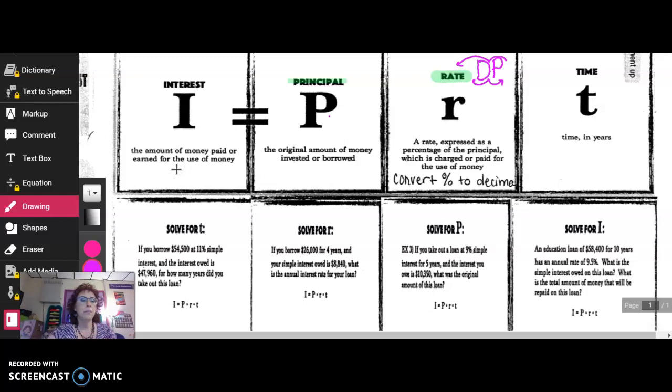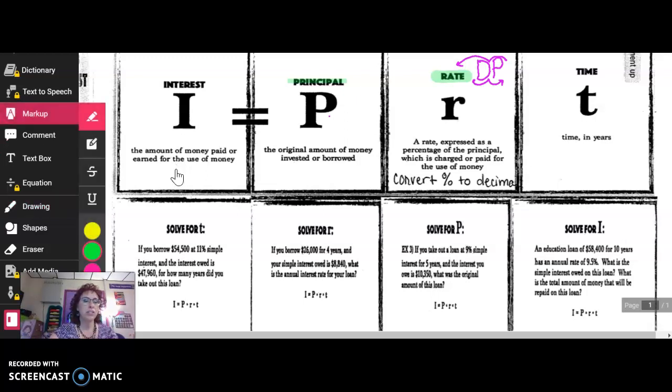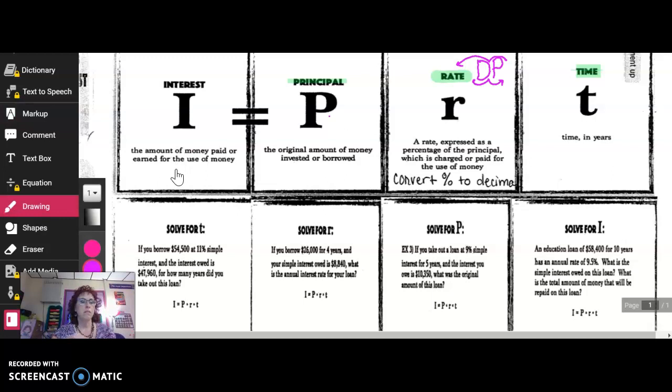And then you have time. Time is always expressed in years here. So time is always in years. Even if I say 6 months, that would be expressed as half of a year. Okay, so it's always expressed in years.